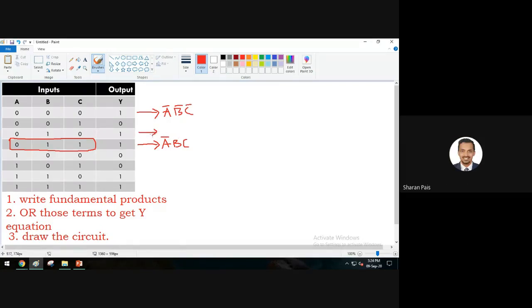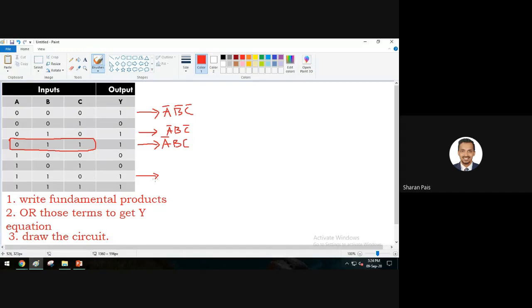Pavan Achar. What about the fundamental product for 010? A bar, B, C bar. So it will be A bar, B, C bar.